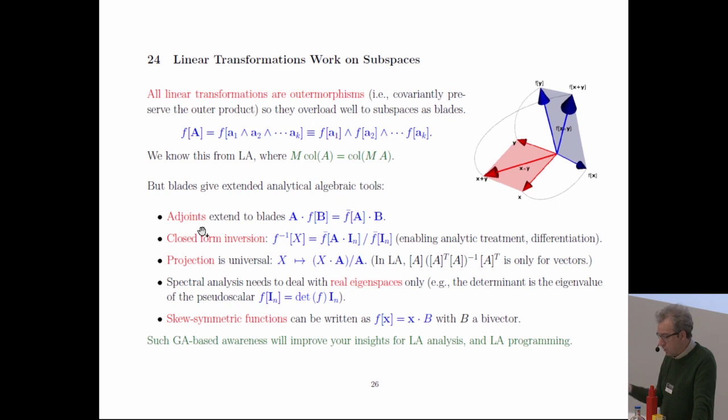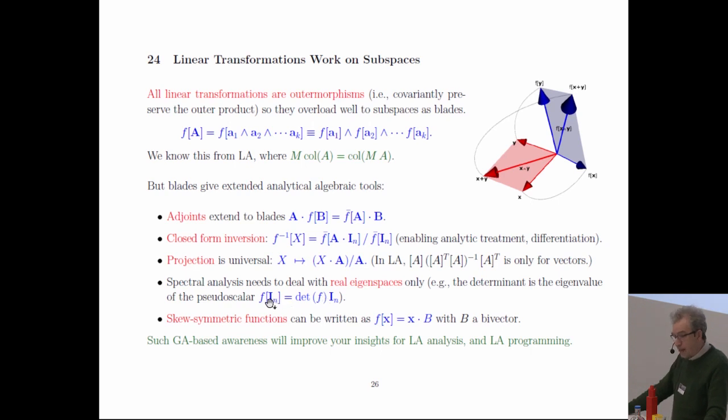You can now do adjoints between arbitrary subspaces. You can get a closed form of the inverse of any of the subspaces, which is really handy when you have composite expressions and you want to see, if I change the subspace a little bit, what happens to the total computation. Projection becomes universal. If I want to project something on something else, it's always (x dot a) divided by a. In linear algebra, you have a similar formula that looks more like this, right? This is the projection formula onto the column space of A, but this is only for vectors. This one is for any kind of element, also for other subspaces, for projection operators, etc.